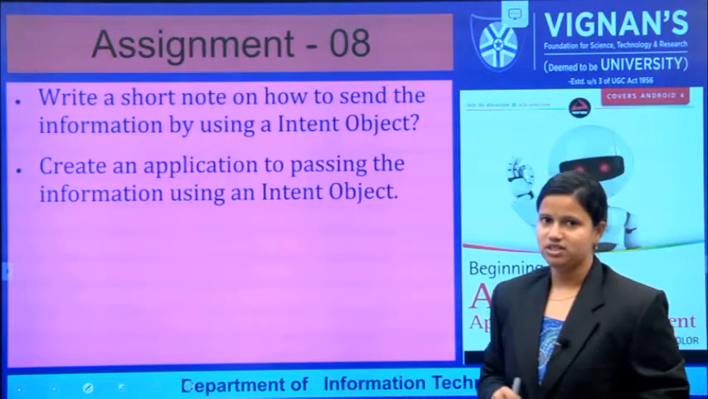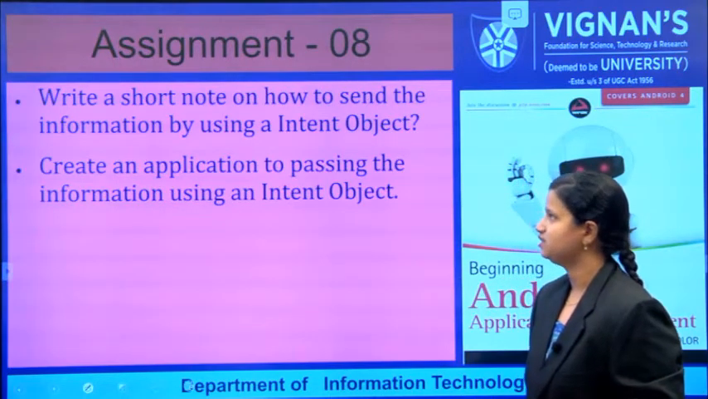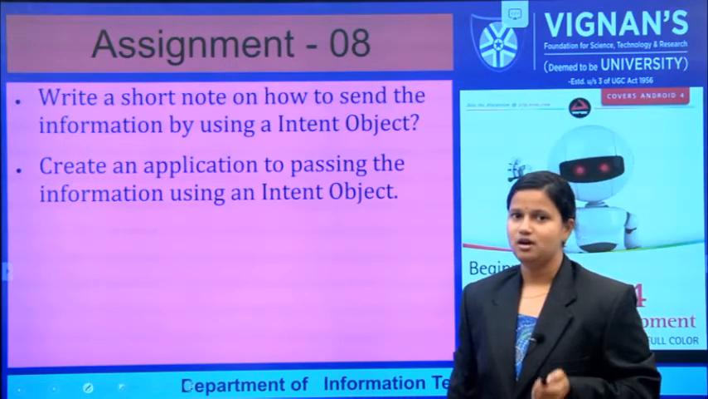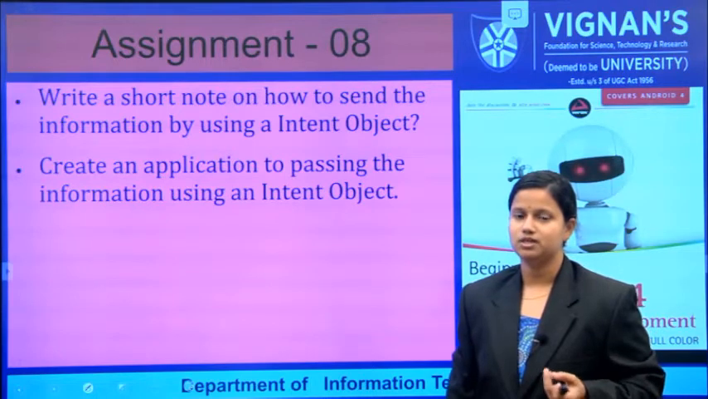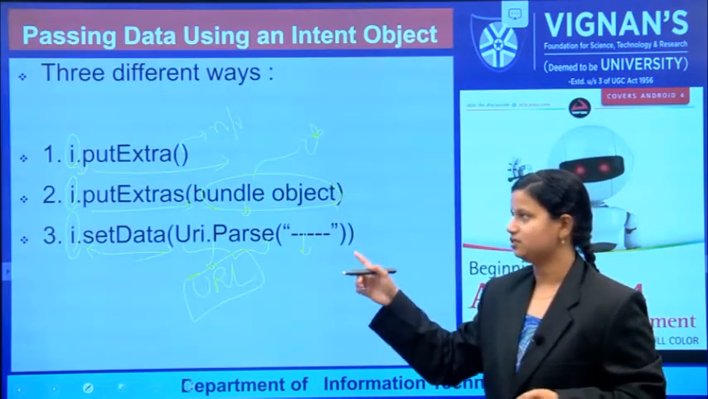The assignment question for this topic is: write a short note on how to send information by using an intent object. How do we send the information? We send the information in three different ways. What are those? putExtra, putExtras and setData.